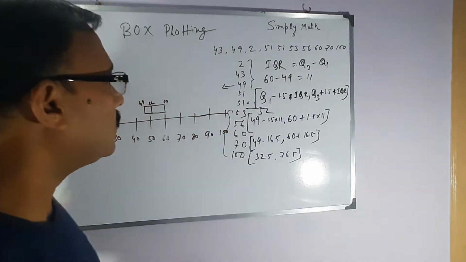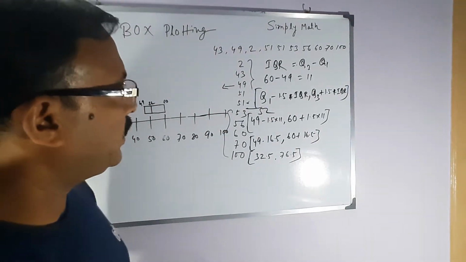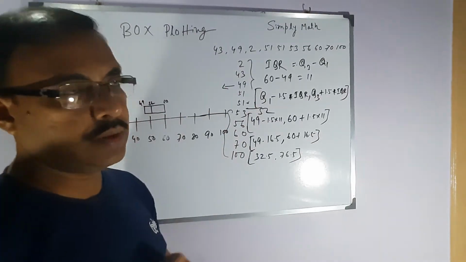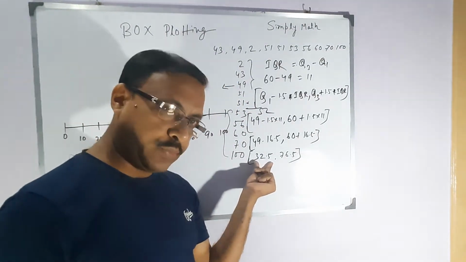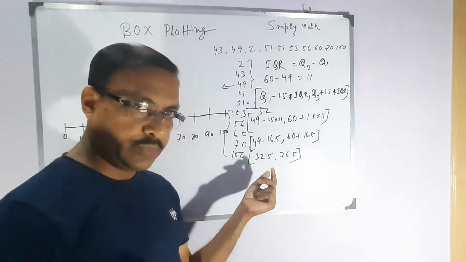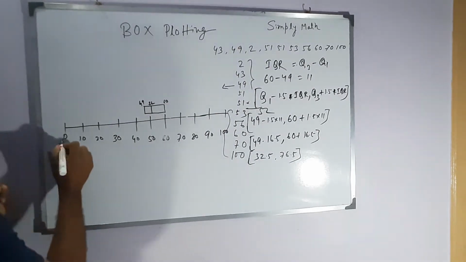Now, what I have to do? I have to do now the minimum value. Minimum value is 2, but 32.5 is my range. So below the 32.5 is the outlier. So 2 value is the outlier.